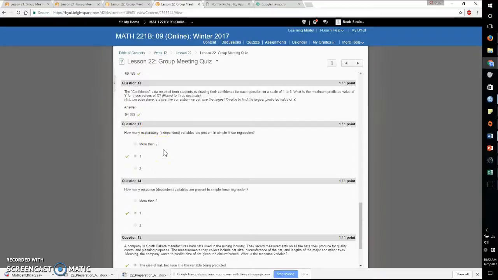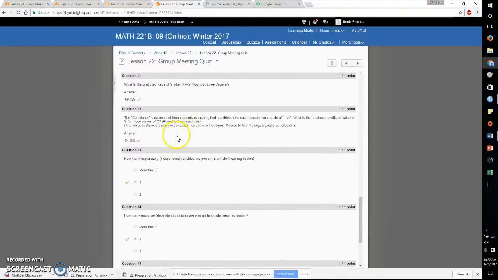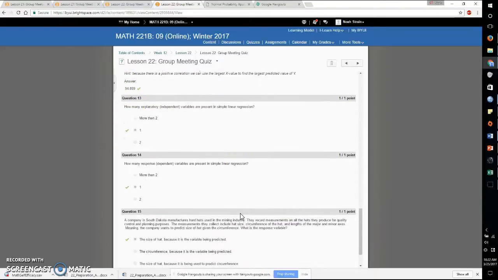And it says the confidence data resulted from this student's, or the independent variable, was on a scale of 1 to 6. And what is the maximum predicted value of y for these values of 6? So we do the same thing we did in the prior question, except we changed x to 6, and we get 94.859. So linear regression relies on two variables, independent and dependent. So how many explanatory or independent variables are present in a simple linear regression? That would be 1. There is one independent variable for every one dependent variable.